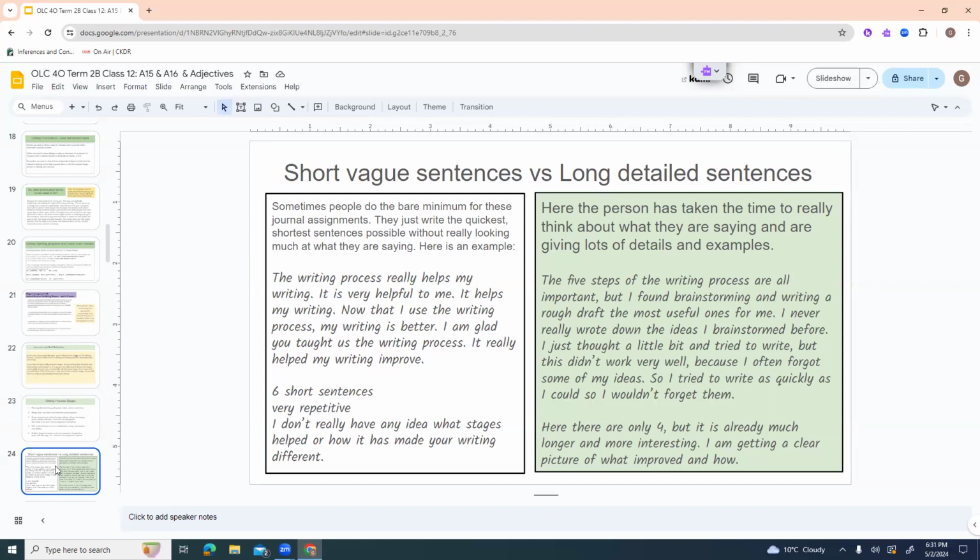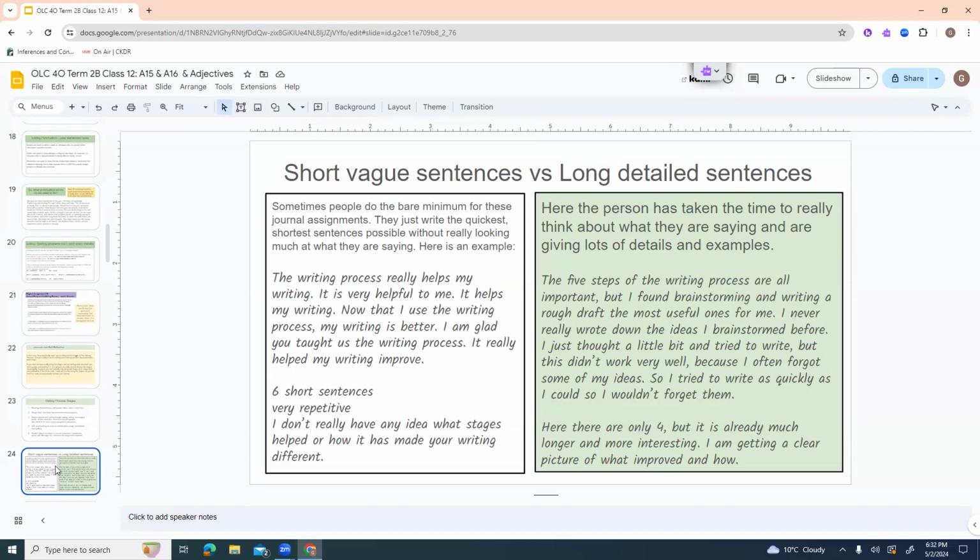Okay, so you do have your 6 sentences, but they're very short. They're very repetitive. They keep mentioning the word help, help, help, without ever really explaining how it's helping. I don't really know how it made your writing any different. So that kind of answer is not going to get very good marks because you haven't really told me anything. You've sort of, I've done 6 sentences. Okay, sure, but you haven't really answered the question in those 6 sentences.